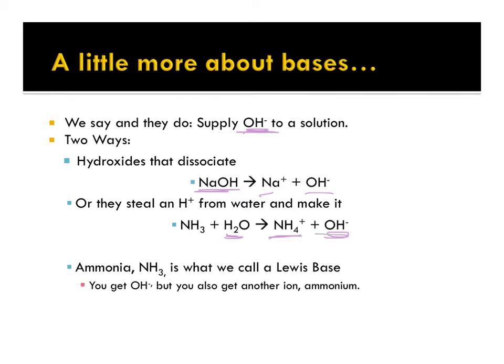So our OH minuses can be formed just from the base itself breaking apart, or from a base stealing an H from water and then producing an OH on its own. NaOH, when you have this OH minus and another ion, we call those Lewis bases.